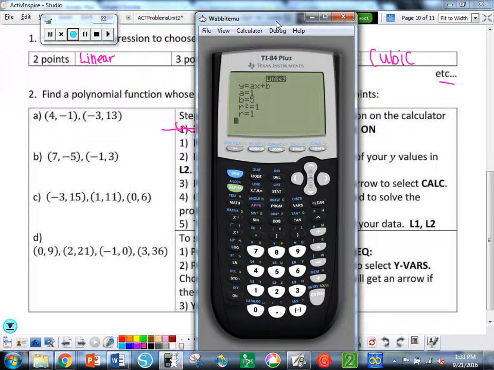Really quick, who still needs to get a calculator? You guys. Don't worry about the R. Okay, let's do it again.